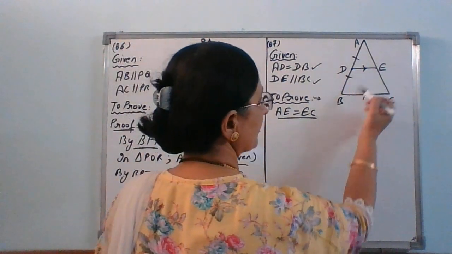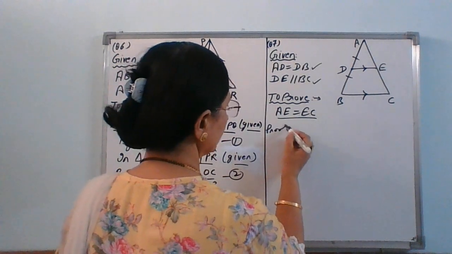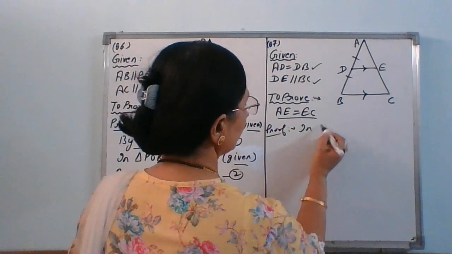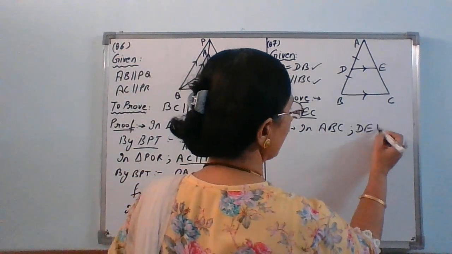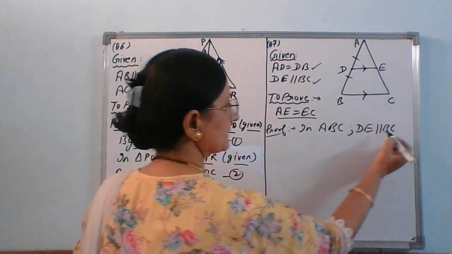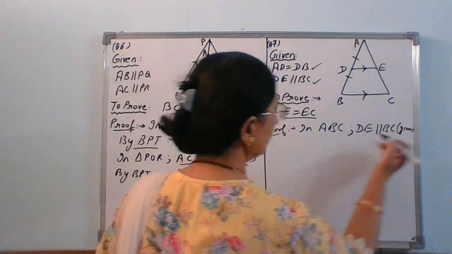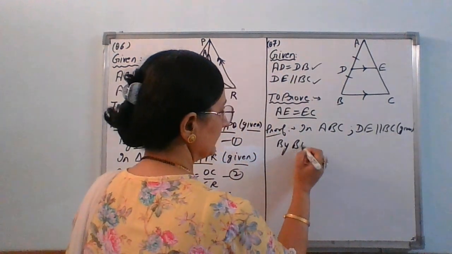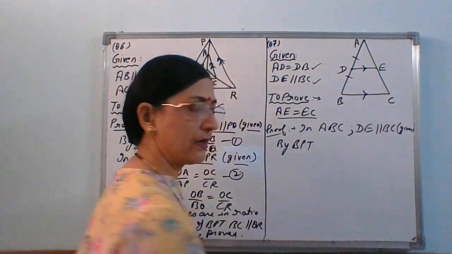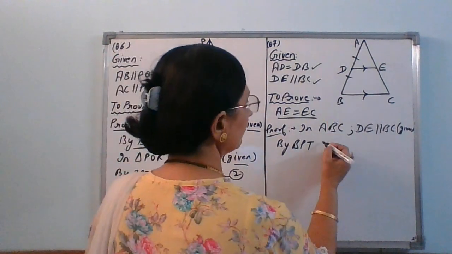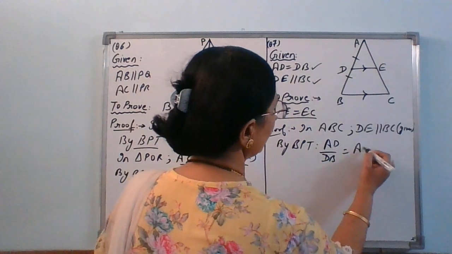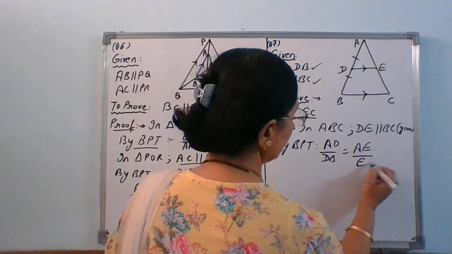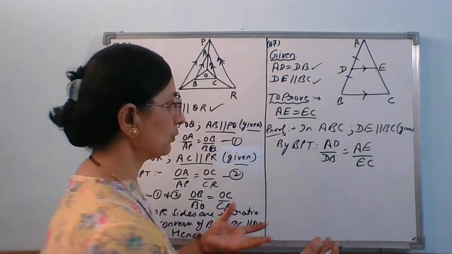Let us start with this parallel. So in the triangle, you have to mention the triangle first. What happens here? DE is parallel to BC, right? It is given. So by BPT, when these sides are parallel, you have to apply BPT. Let us apply BPT, right? So AD upon DB is equal to AE upon EC. BPT is applied. Now what?